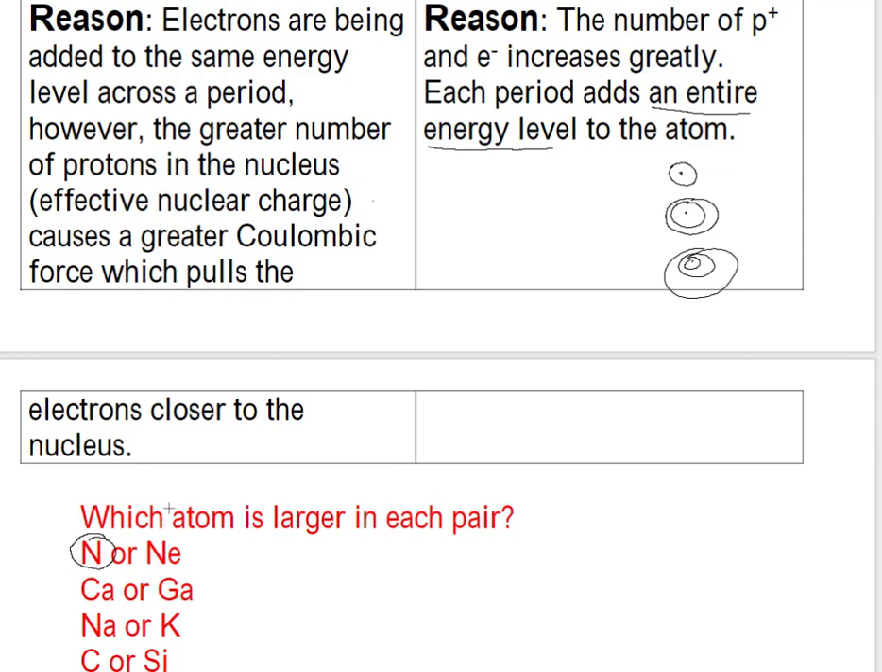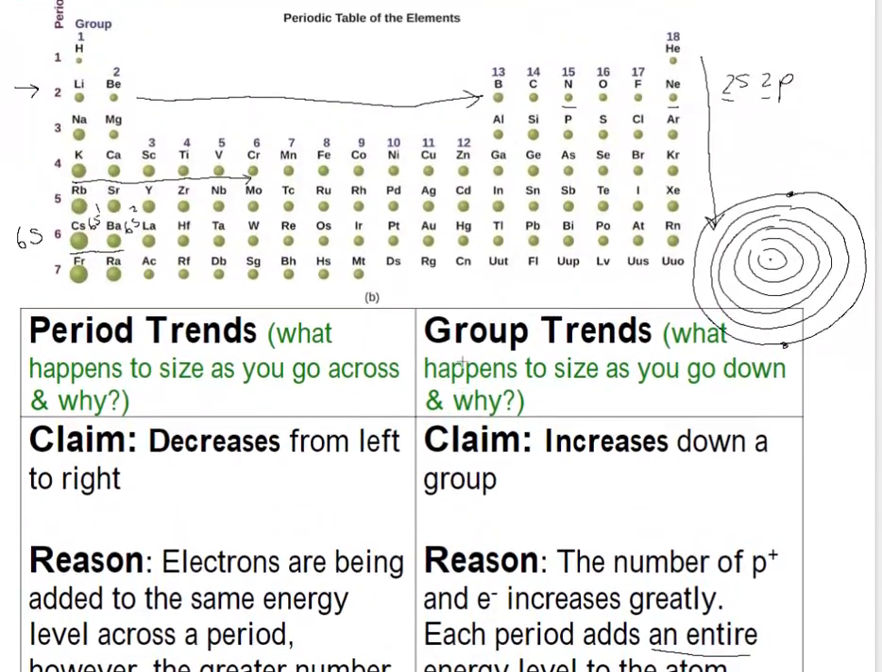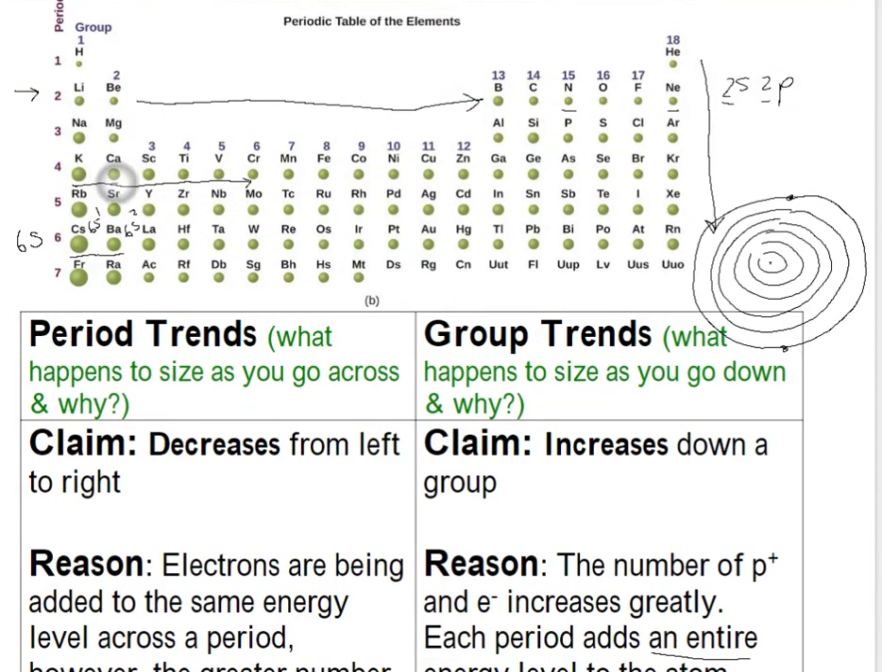For the second set, calcium or gallium? Calcium is here, and gallium is way over here. It's farther to the right. Calcium is closer to the left, therefore it's a bigger atom than gallium.